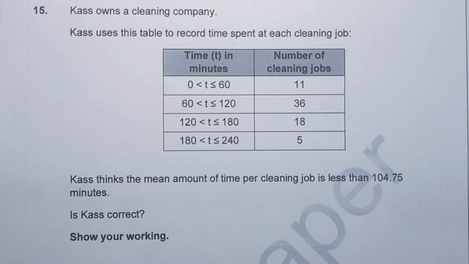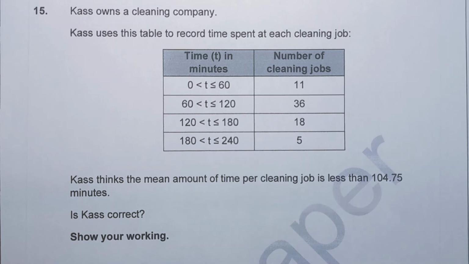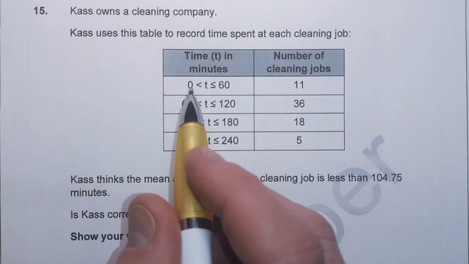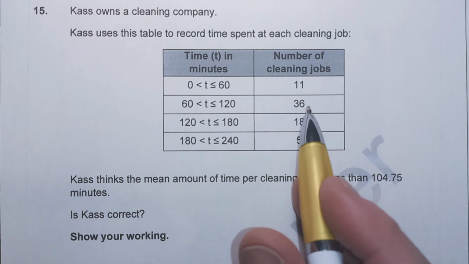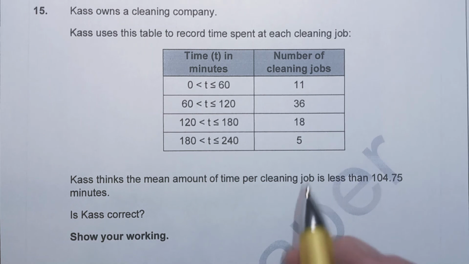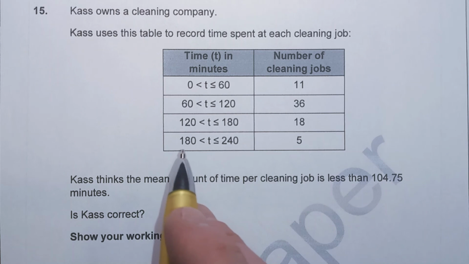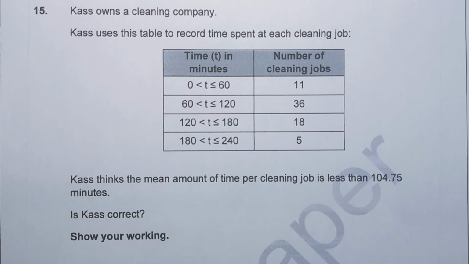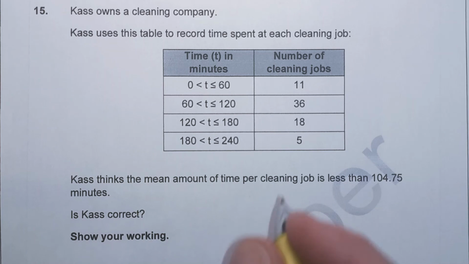And finally, question 15. Cass owns a cleaning company. Cass uses this table to record time spent at each cleaning job. So there were 11 jobs which took between 0 and 60 minutes, 36 jobs that took between 60 and 120 minutes, 18 jobs took between 120 and 180 minutes, and 5 jobs took between 180 and 240 minutes. Cass thinks the mean amount of time per cleaning job is less than 104.75 minutes. Is Cass correct? Right, so we want to work out the mean.